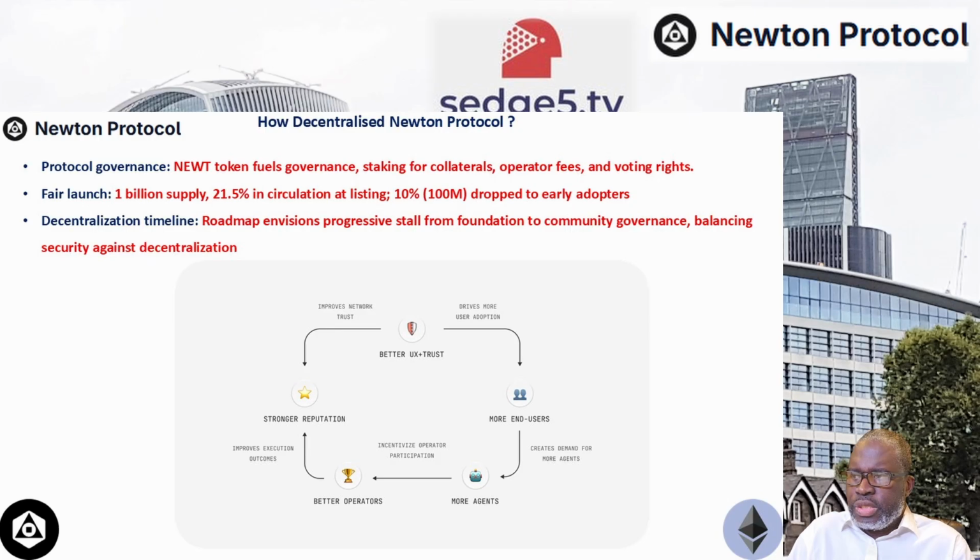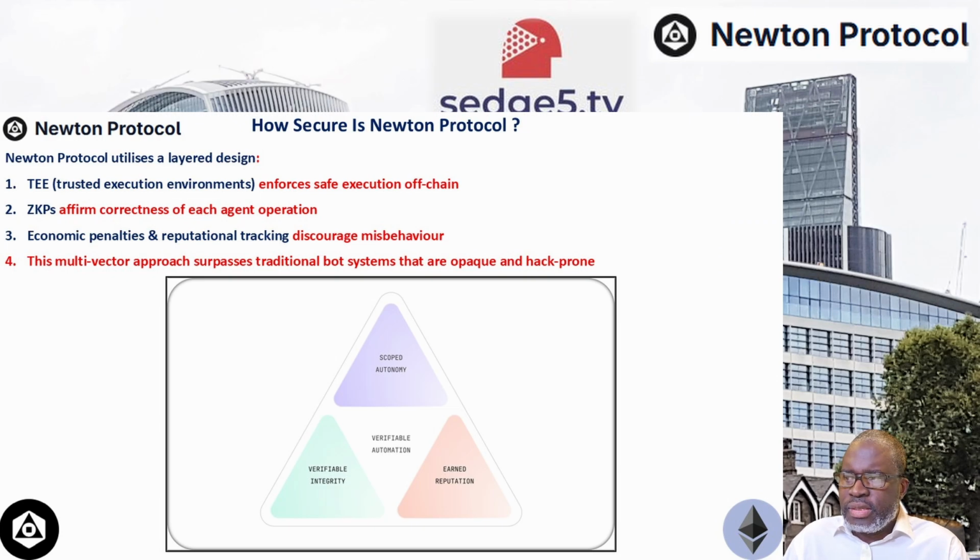Moving on to security, NEWT protocol utilizes a layered design. The first part of that layered design, you got the trusted execution environment or TEE, which enforces safe execution off-chain. Next, you got ZK proofs that affirm correctness of each agent operation. Thirdly, you've got economic penalties and reputational tracking, which discourages misbehavior. This multiple vector approach surpasses traditional bridge systems that are opaque and hack-prone.